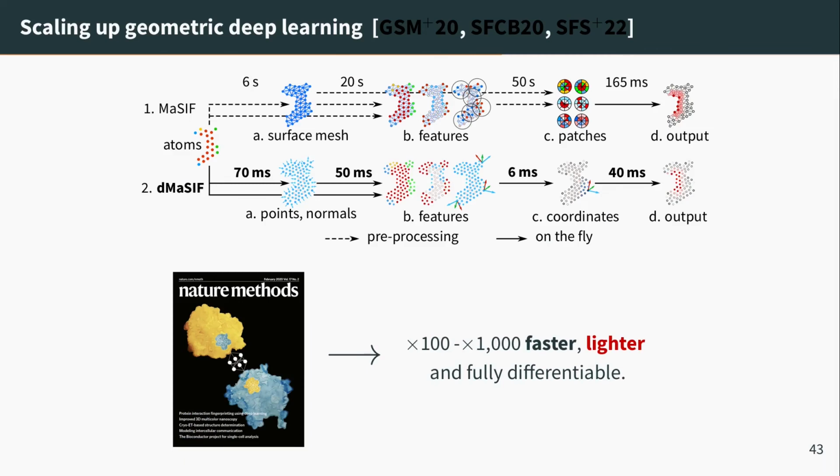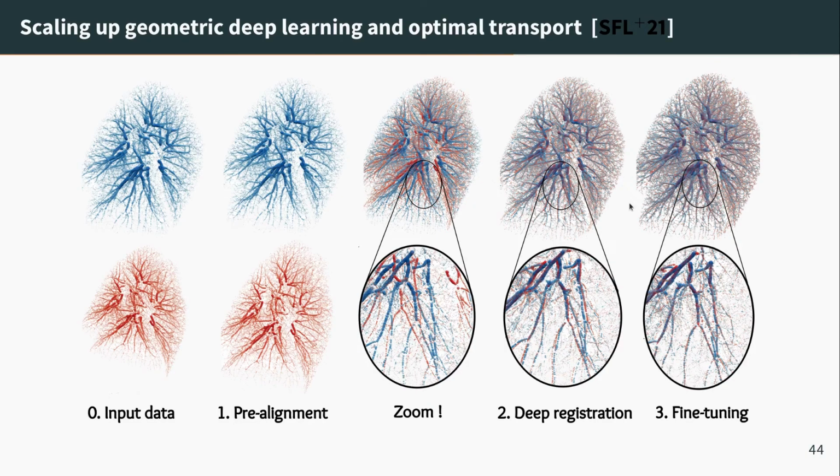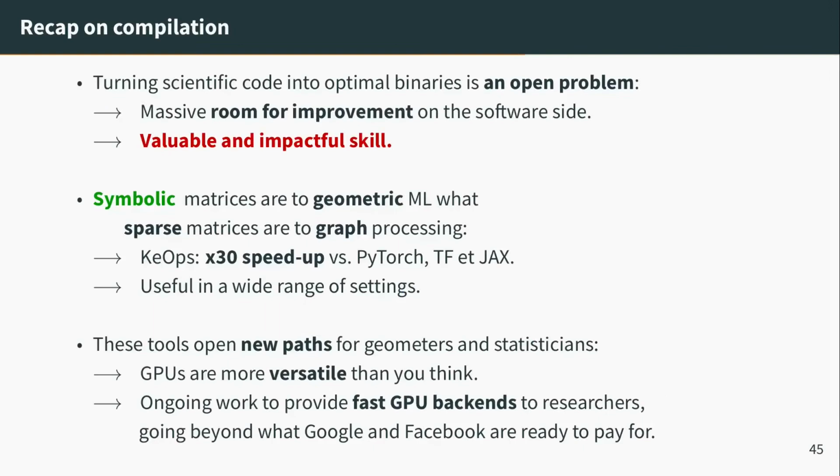And in my own work, I already showed you that I worked a lot on speeding up things in geometric deep learning or optimal transport theory, and obviously all of that was because we made the effort as a team to create this KeOps library. So if I had to make a recap on compilation, I have 3 main messages. The first one is that turning scientific code into optimal binaries is very much an open problem. So as of today, there is massive room for improvement on the software side.